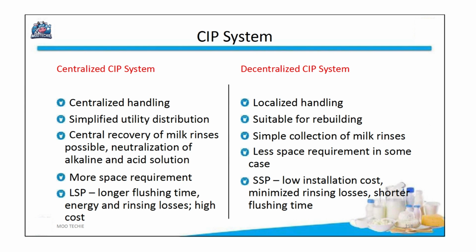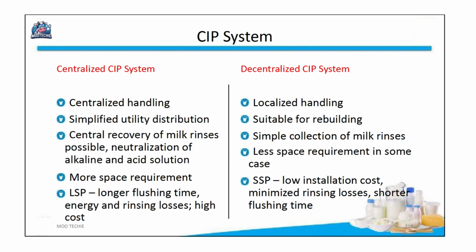A decentralized CIP system offers localized handling and is suitable for rebuilding or expanding facilities. It allows for simple collection of milk rinses and sometimes requires less space. With shorter pipe runs, it has lower installation costs, minimized rinsing losses, and shorter flushing times.